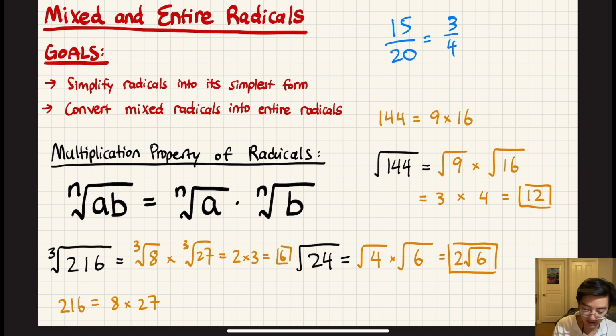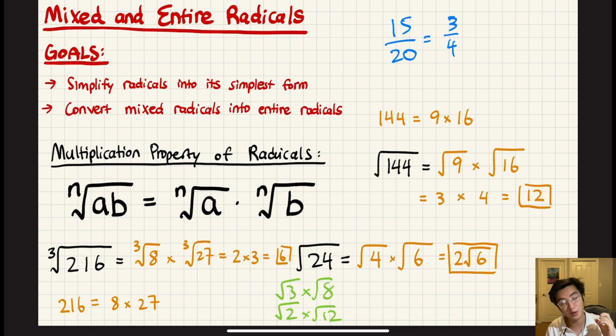So what we did here, with 24, is we found a factor we can take out that is also a perfect square. With 24, we could have easily done the square root of 3 times the square root of 8, or the square root of 12 times the square root of 2, all that kind of stuff. But we took out the square root of 4 and the square root of 6 because 4 is a perfect square, which means we can square root 4 without any decimals. It's a nice clean number to square root.